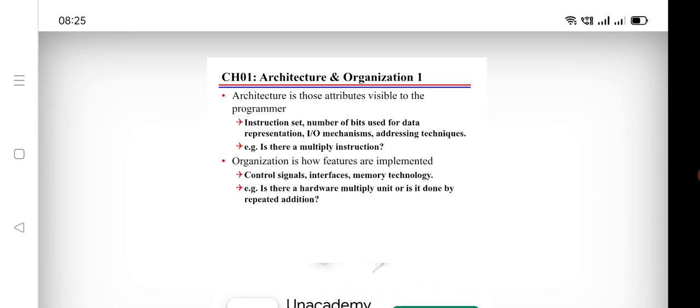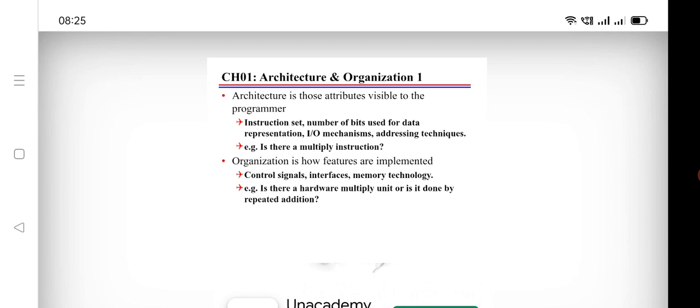Next comes the example. In architecture, we said there is a multiply instruction, that is, we ask whether a multiply instruction is there or not. Whereas in organization, we concentrate on the hardware part. Is there a hardware multiply unit or not? Or are you using an adder circuit to perform repeated addition to get the multiplication result? That is an example of organization.